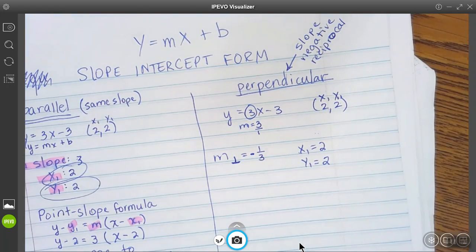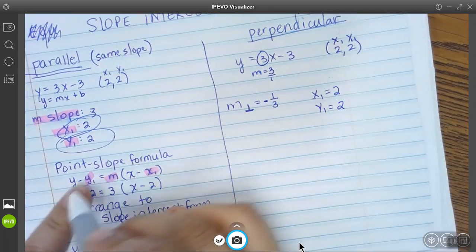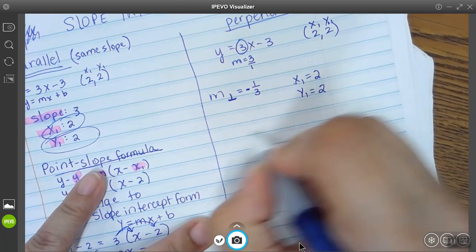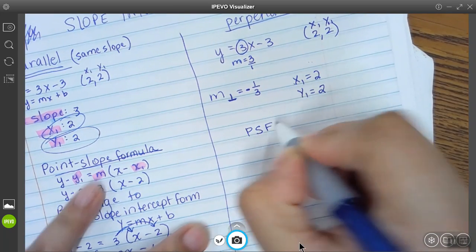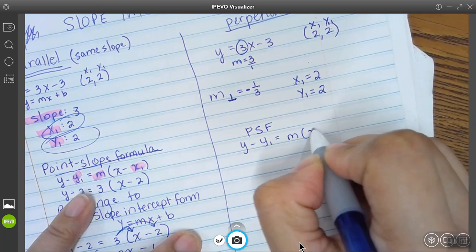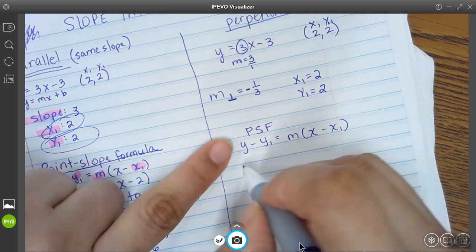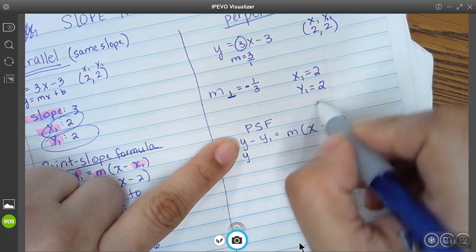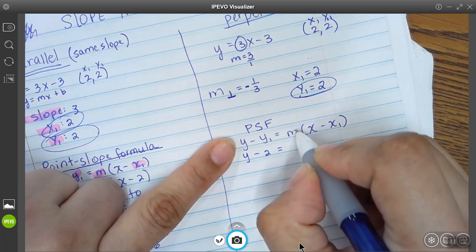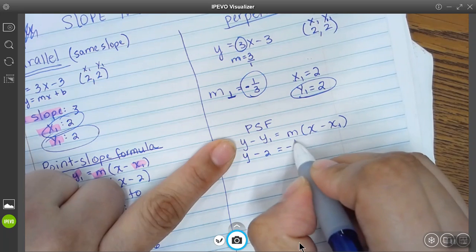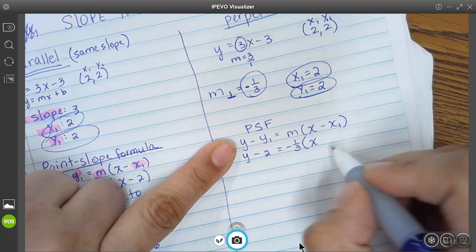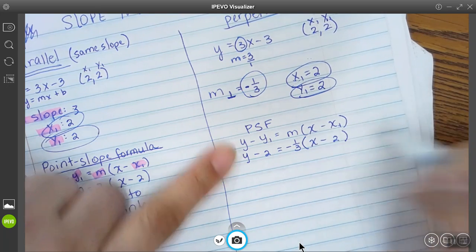There we go. Okay. So once again, you're going to start with what? Your point-slope formula, which is y minus y1 equals m times x minus x1. So y1 is a positive 2, so it's minus 2. The slope is negative 1 over 3. x, and this is a positive x1, so it's minus 2.